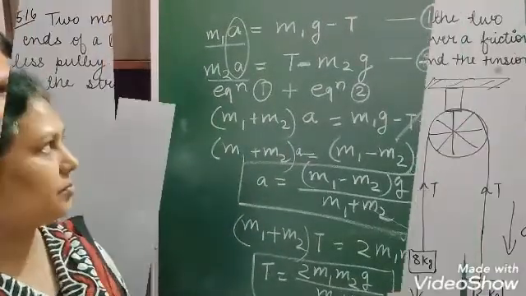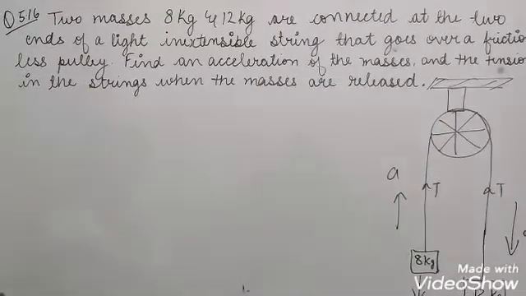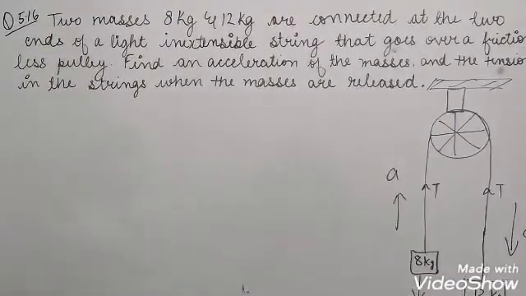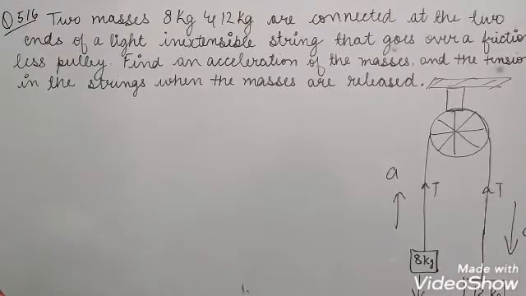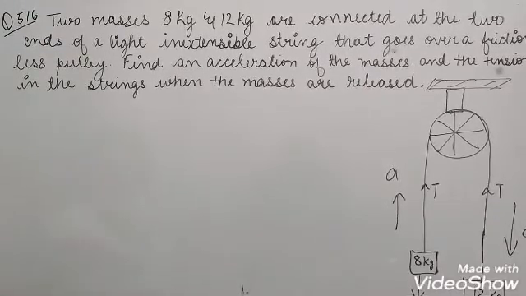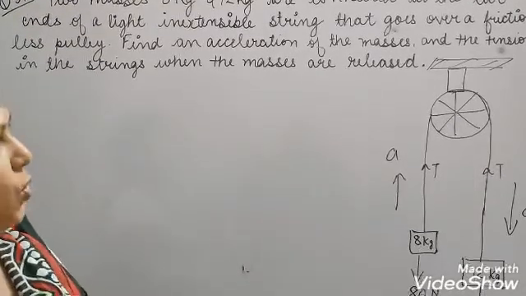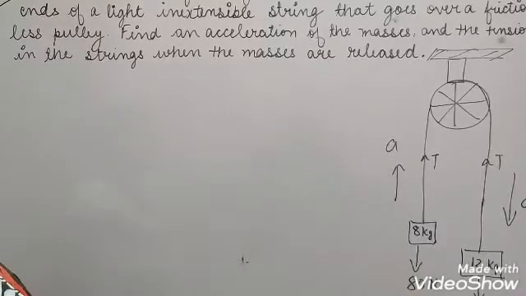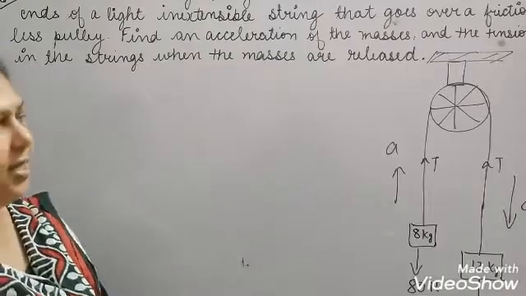We will see exercise question 5.16 of your NCERT book. Given here, two masses 8 kg and 12 kg are connected at the two ends of a light inextensible string that goes over a frictionless pulley. Find the acceleration of the masses and the tension in the string when the masses are released.